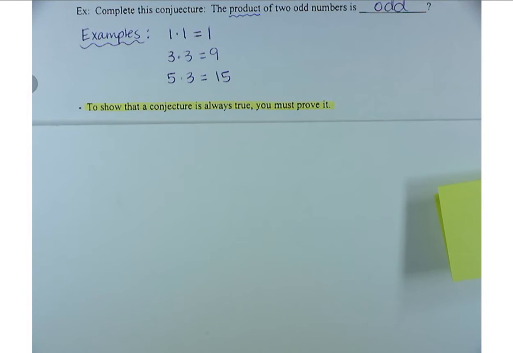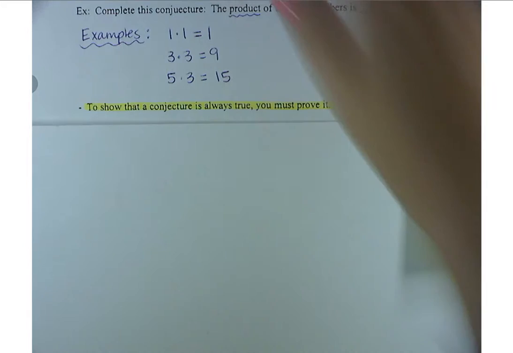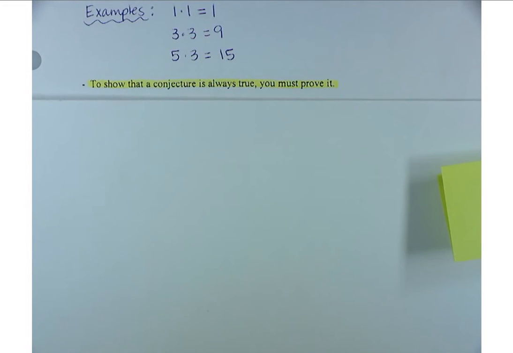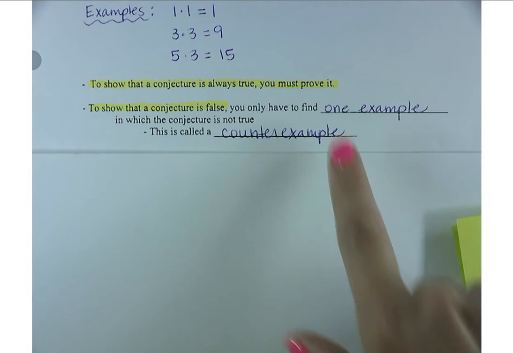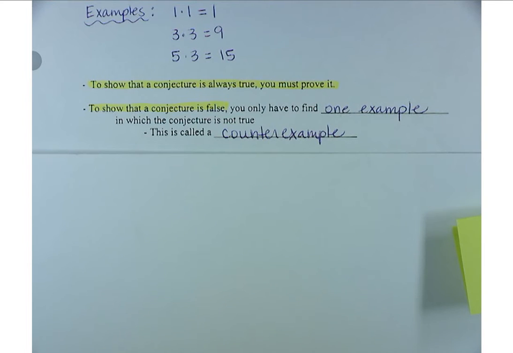To show that a conjecture is false, you only have to find, what do you have to find? We talked about this earlier. Remember, if it shows that it's false, what's it called? Xavier told us earlier. Counterexample. Okay, and so you only have to find one example in which the conjecture is not true, and that is called a counterexample.